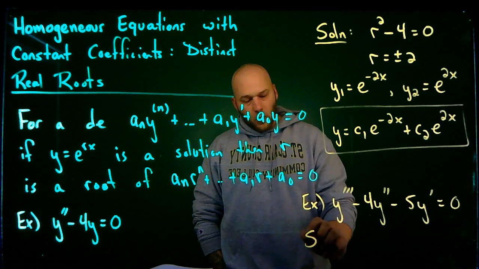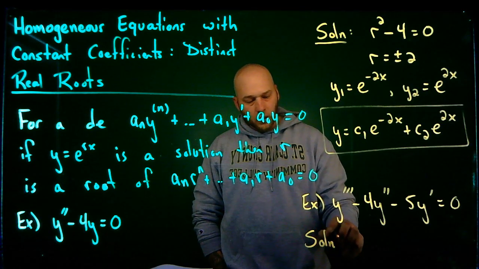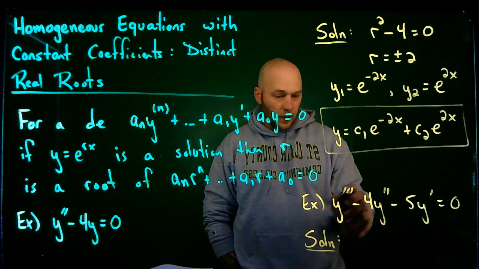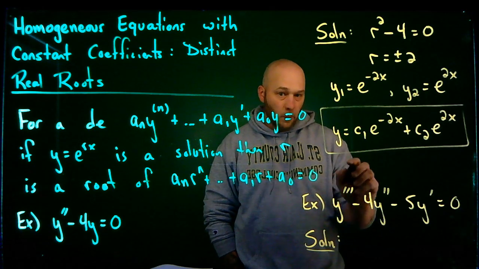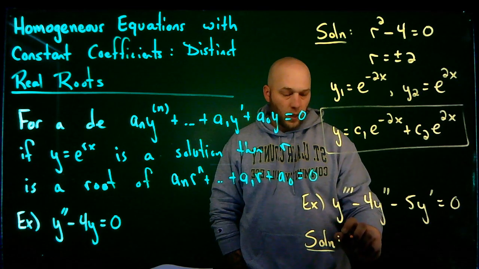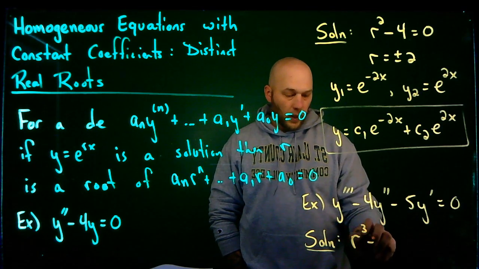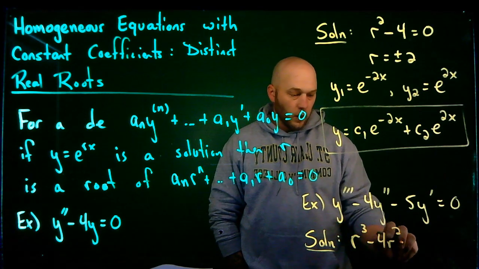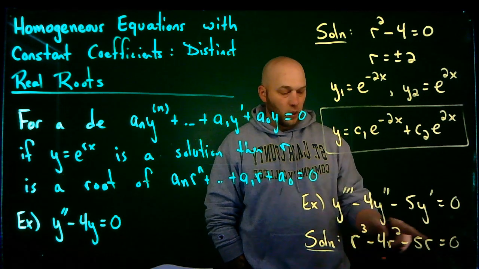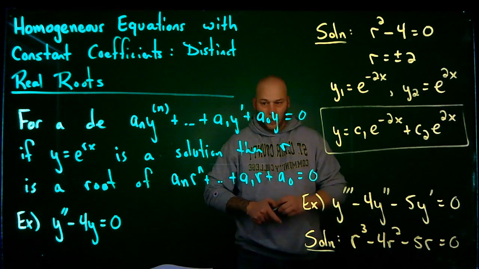Okay, I go through and get the characteristic equation. What's the characteristic equation in this case? Well, again, the order of the derivative tells me the power on r, and I keep the same coefficients. That would give me r to the third minus 4r squared minus 5r is equal to 0. This would be the equation we have to solve, so let's go ahead and solve it.